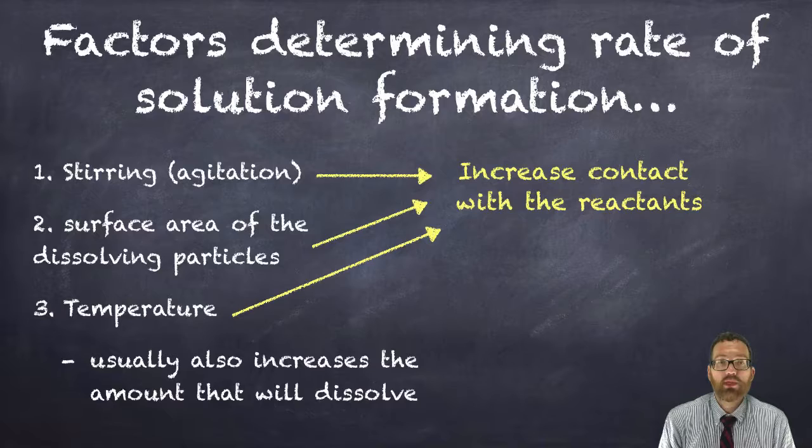If you stir something, you're bringing fresh water, fresh solvent, in contact with the solute in order to create a solution faster. If you have a higher surface area, you have more area for the solvent to touch the solute and to dissolve it. And if you have hotter temperatures, you have higher kinetic energy, and the solvent is moving faster and coming in contact and colliding with the solute. So all these things are going to increase the rate of solution formation.